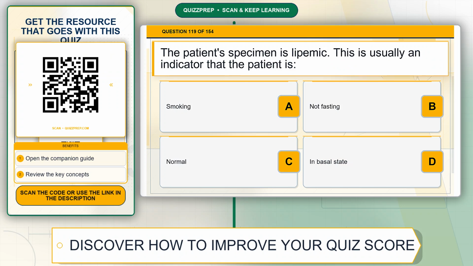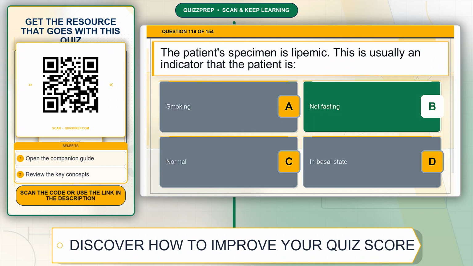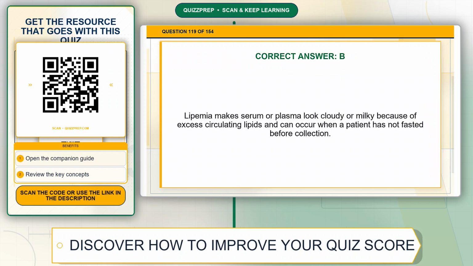Question 119. The patient's specimen is lipemic. This is usually an indicator that the patient is: Option A, smoking. Option B, not fasting. Option C, normal. Option D, in basal state. The correct answer is option B, not fasting. Explanation. Lipemia makes serum or plasma look cloudy or milky because of excess circulating lipids and can occur when a patient has not fasted before collection.